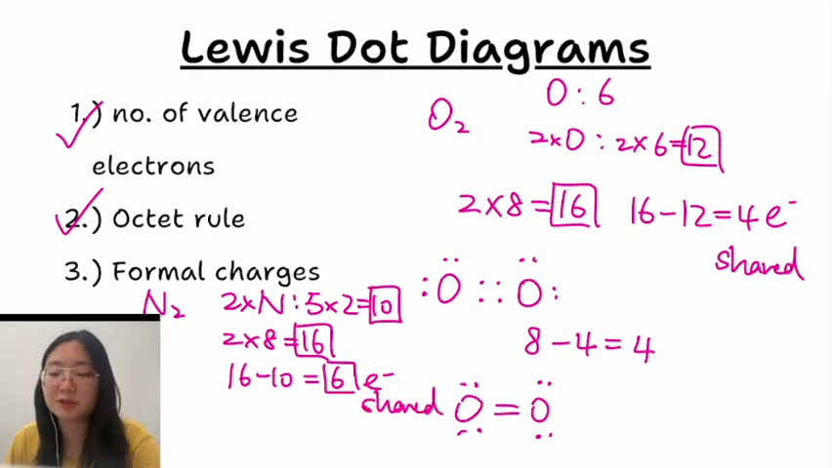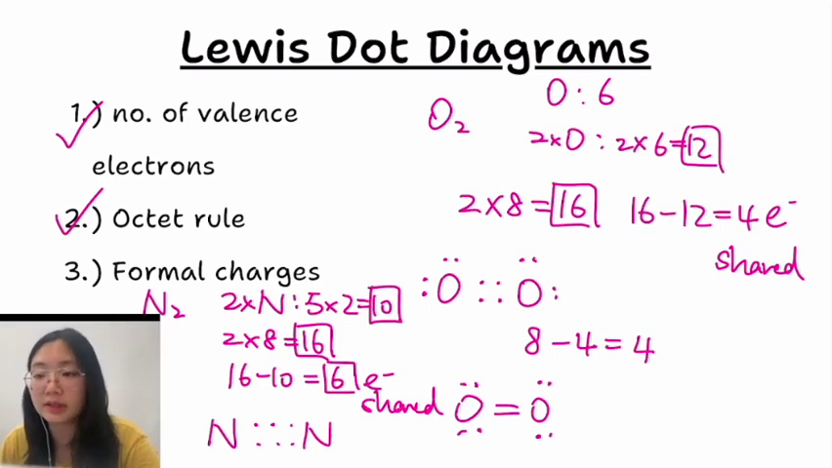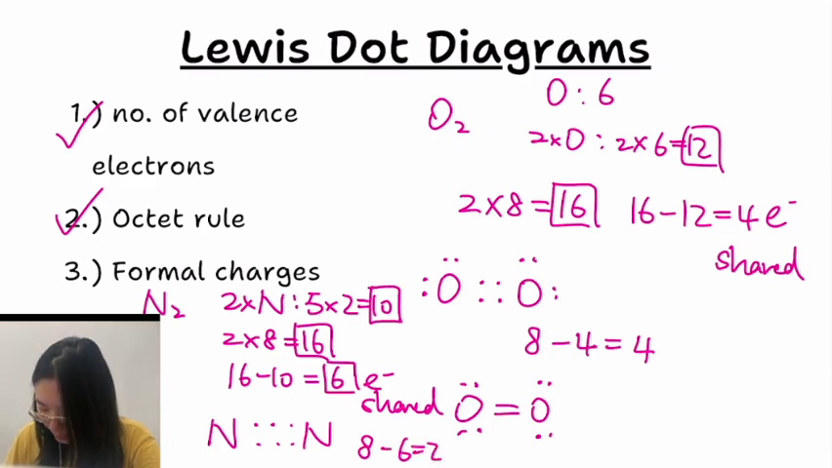So 2 nitrogen atoms share 6 electrons. So nitrogen, 1, 2, 3, 4, 5, 6. Okay, then how many lone pair electrons does each of the nitrogen have? Well, 8 minus 6 is equal to 2, which means each of the nitrogen has 2 lone pair electrons.